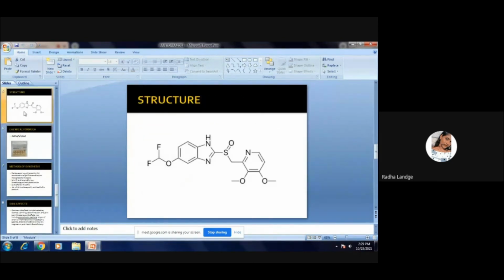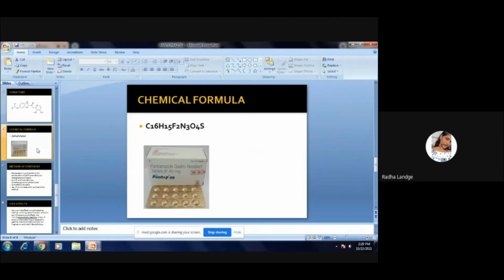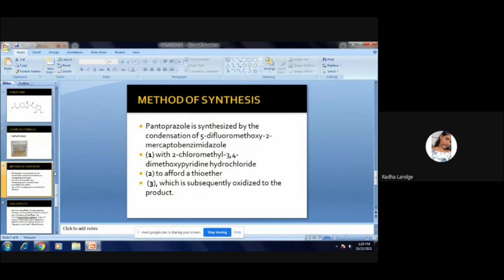Its structure is this, what I'm presenting, and its chemical formula is C16H15F2N3O4S. Method of synthesis. Pantoprazole is synthesized by the condensation of 5-difluoromethoxy-2-mercaptobenzimidazole in the first step with 2-chloromethyl-3,4-dimethoxypyridine hydrochloride. The second step gives the thioether. The third step is which is subsequently oxidized to the product.